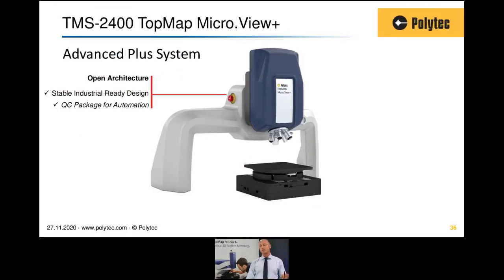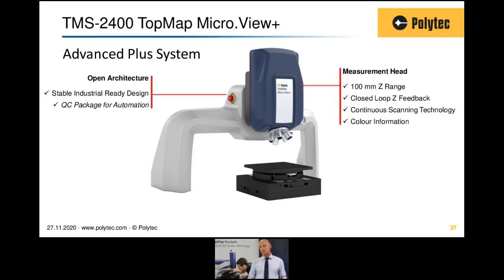If we go to our TMS 2400, this is referred to in Polytec as the MicroView Plus. This is our more advanced configuration of an instrument. The first thing you'll notice, it has a much more open architecture. So the open architecture allows us to put different stage configurations on. We have more flexibility. We can put spacer bars. So you could put anything potentially under this instrument, from maybe engine cylinder liners to small semiconductor wafers. There is a huge bandwidth potentially available for this instrument format.